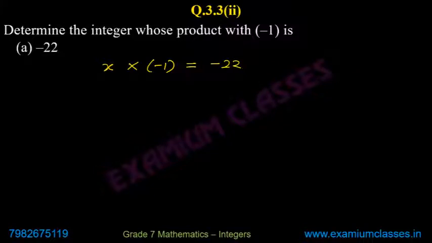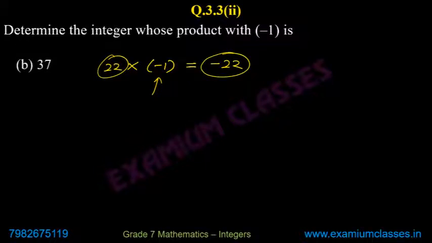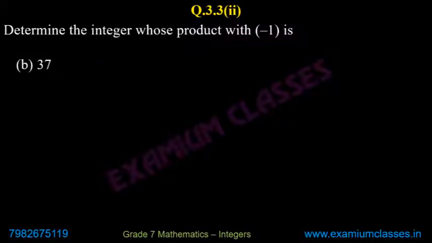Arush, which question are you responding to? Devansh, correct. So here, those who told me the answer as minus 22, if you put minus 22, minus into minus will give you plus, 22 into 1, 22. It won't give you minus 22. It has to be plus 22. Plus 22 when multiplied with minus 1 will give you minus 22. The answer is plus 22. Next, the integer whose product with minus 1 will give you 37.